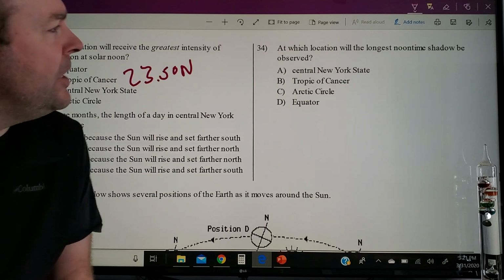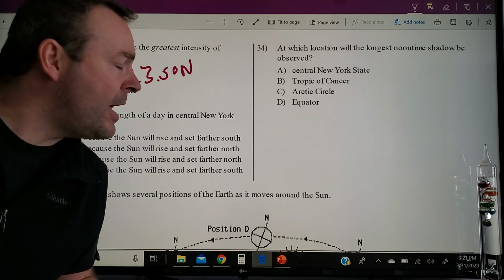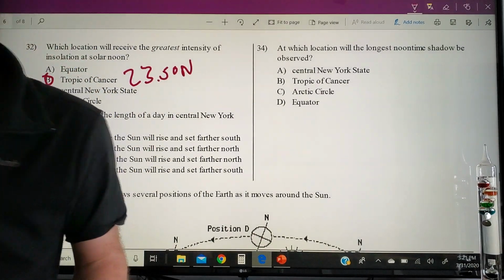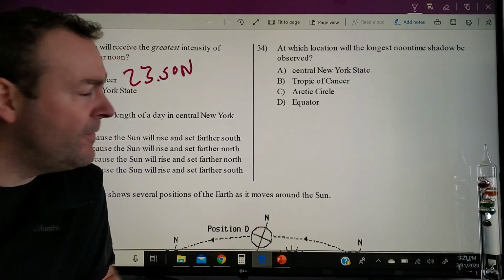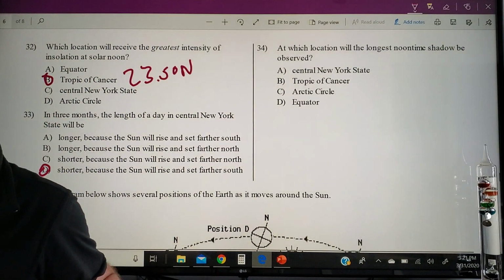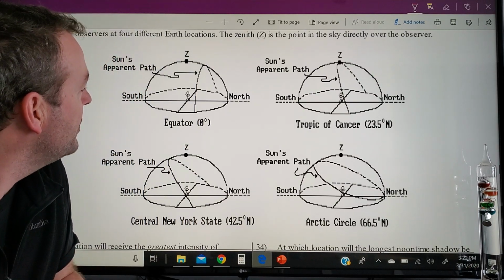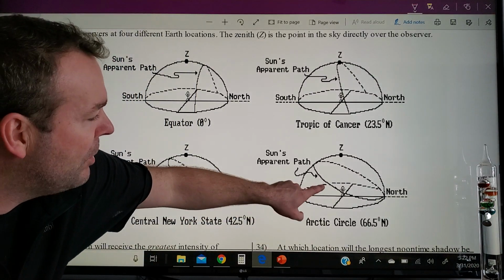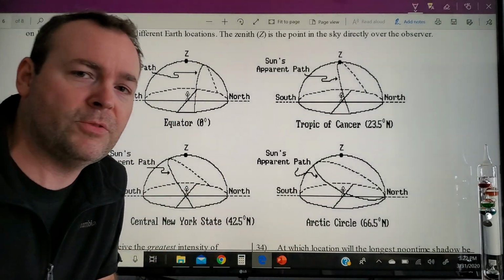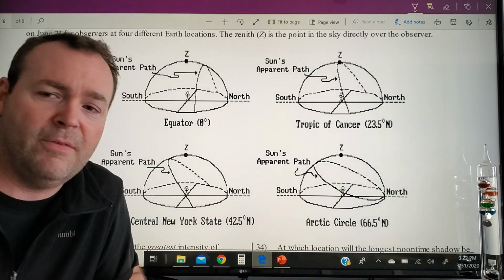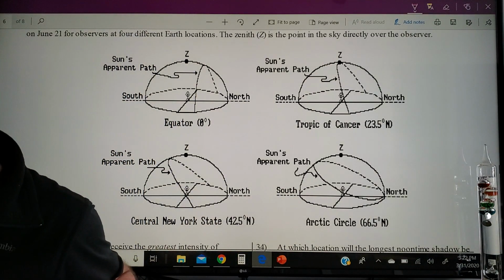34, at which location will the longest noontime shadow be observed? Well, remember, folks, if you want a long shadow, then you have to have a low sun. Well, which of these has the lowest sun? Take a look. The lowest sun would be right there, the Arctic Circle. And that shouldn't be a surprise, right? So far north of the equator, you're going to have a very, very low sun.